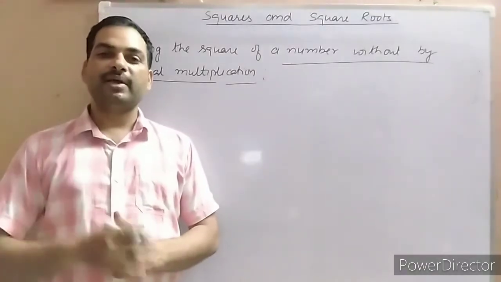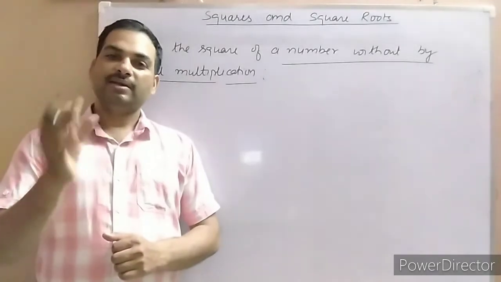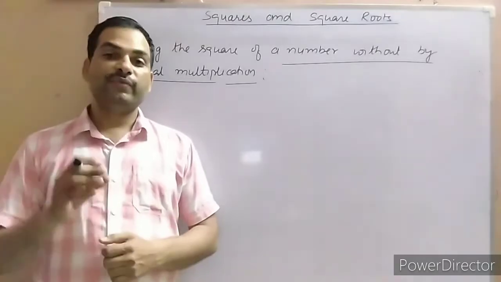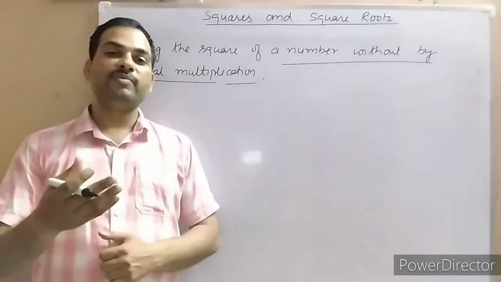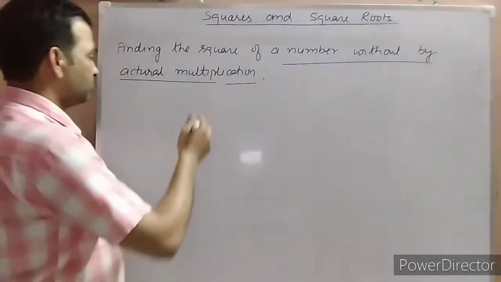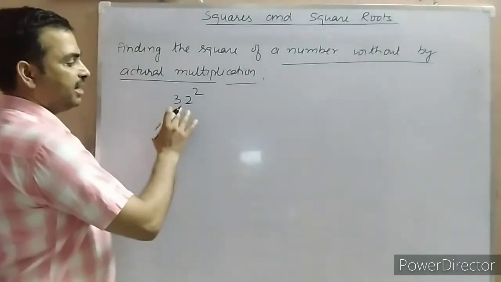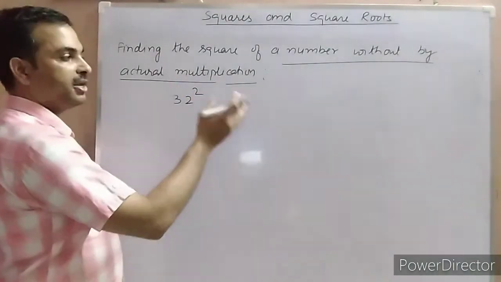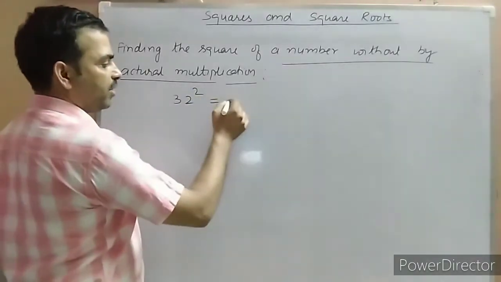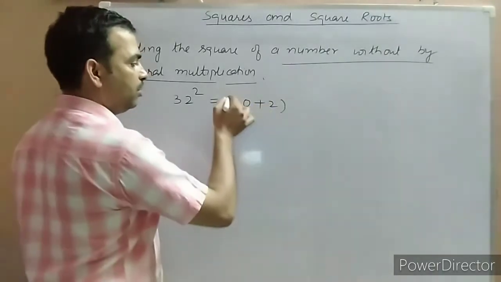Now, how can we find the square of a given number? We have a simple method. If we multiply the given number by itself, then we get the square of that number. But without actual multiplication, how can we find the square of a given number? Let us take 32 squared. How can we find the square of 32 without multiplying 32 by 32? We can write 32 squared like (30 plus 2) whole squared.